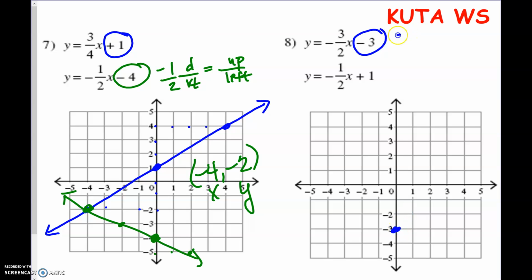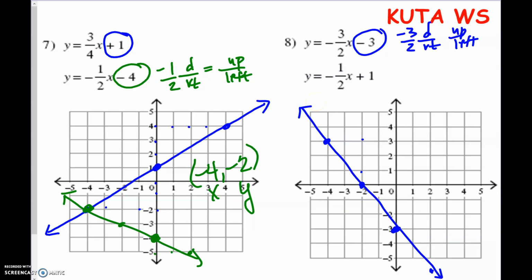And then it looks like our slope is -3/2. So we want to go down and right. But look, when I go down, I go off the graph and then right. So instead of going down and right, I'm going to go up and left. So up 1, 2, 3, over 2. And my next point will bring me off of my graph again. So I'm going to connect these dots.